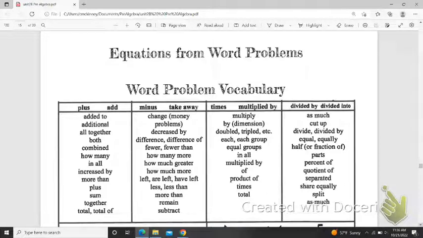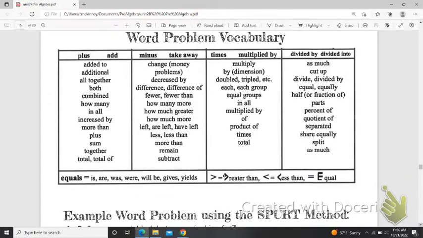Hi, this is page 15 in your 2B equations packet for pre-algebra. These are some words that indicate different operations. Now you have to be a little careful with keywords because sometimes, depending on how they're used, they can mislead, but hopefully this will be of help.